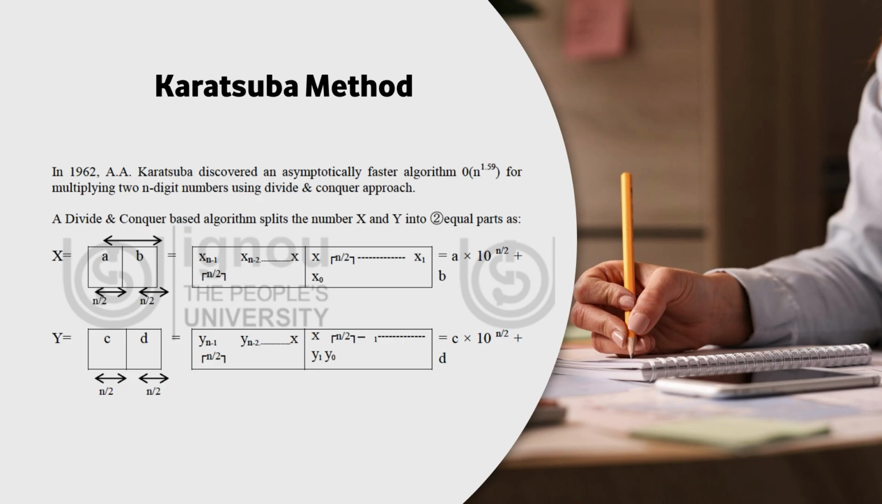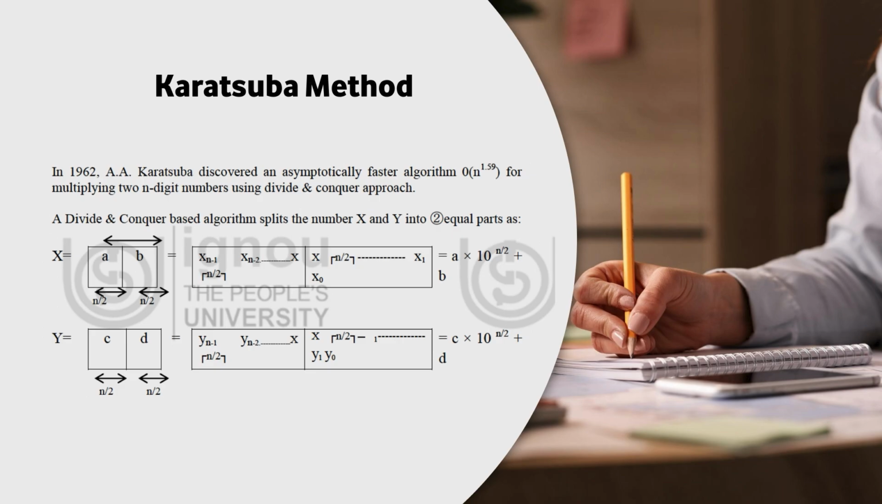The value of a will run from x n minus 1 and x n minus 2, and so on, and the other part b will run from x n by 2 minus 1 down to x0. If you multiply a by 10 raised to power n by 2 and add b, you will get the same number. I'll show you an example of what I'm talking about.